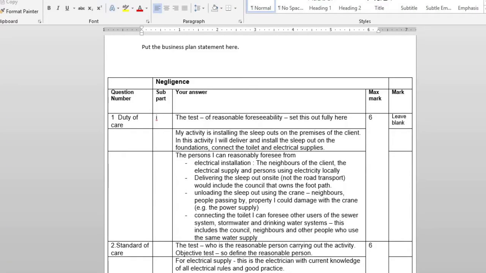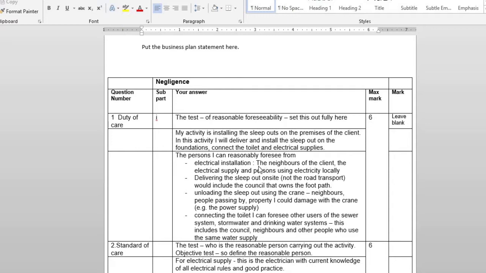So on the assignment table, which you need to use, here we're setting out the test of reasonable foreseeability. I won't fill this in, this is part of the assignment, so set the test out as you see it. This is the test of owing a duty to people who are reasonably foreseeable from the activity you're carrying out. So you need to identify the activity and simply ask that question. So a simple statement here of what the activity is. So I'm installing the sleep outs on the premises of the client, and I'll be doing toilet and electrical supplies. So if you follow through on those, who can I reasonably foresee?